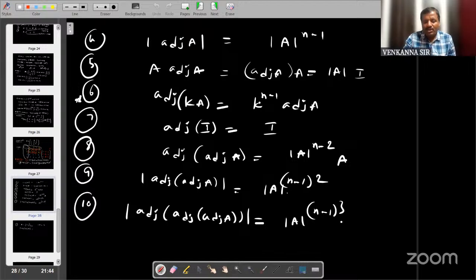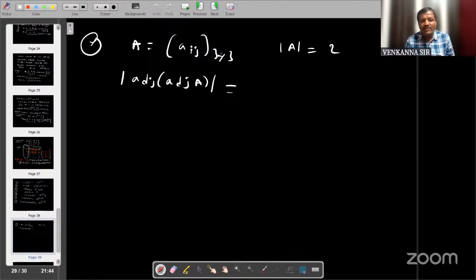What is the n value here in this case? The n value is 3. Determinant of adjoint A is equal to determinant of A to the power of n minus 1 whole square. What is the determinant of A here? 2. The n value is 3. 2 power 3 minus 1 whole square.